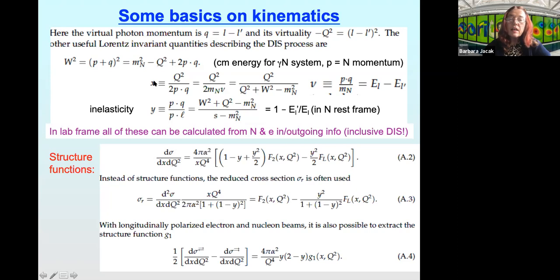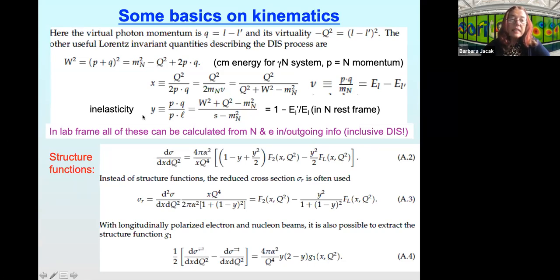Now the invariants are X and Y. X is our usual famous X. And you can calculate it in various ways that we're used to, and some that we in heavy ion collisions are maybe a little less used to. But you have the equations here. I just want to point out that another important variable is nu, which is the energy transferred. And that's just calculated from the difference between the incoming and outgoing electron.